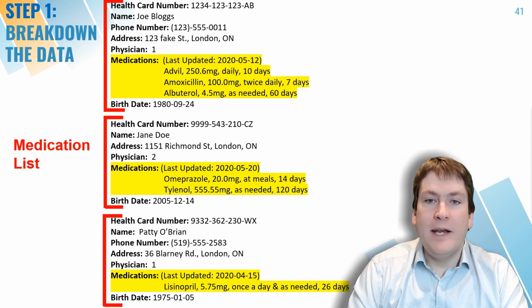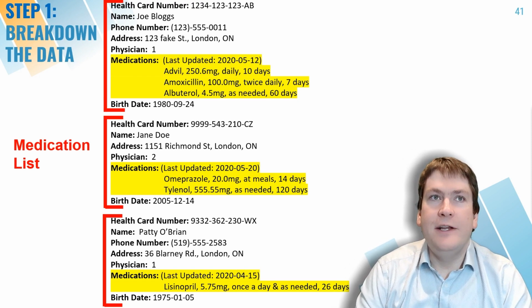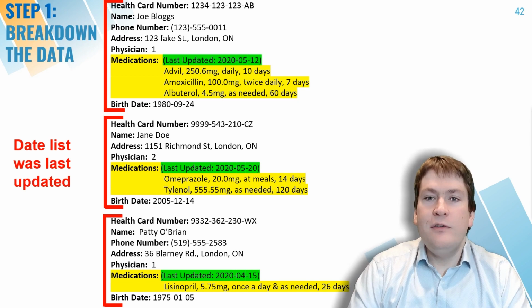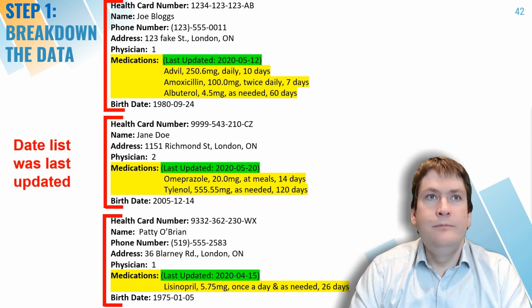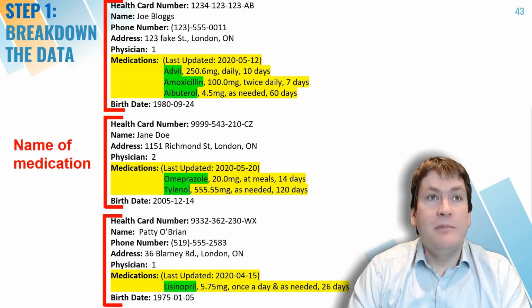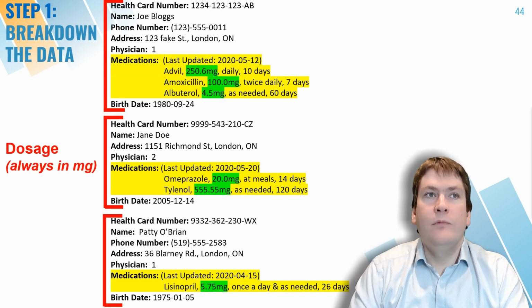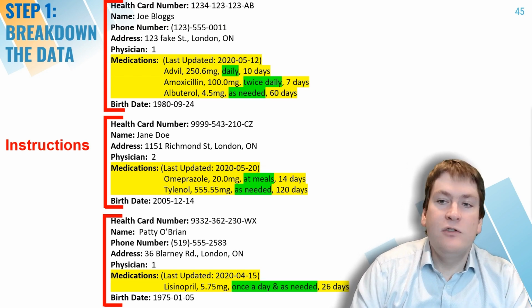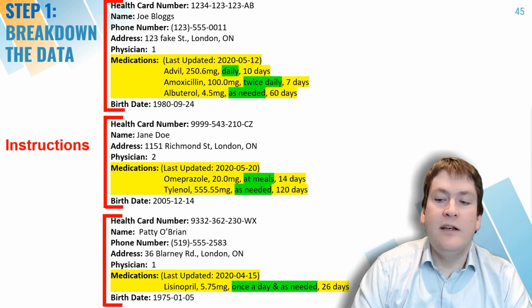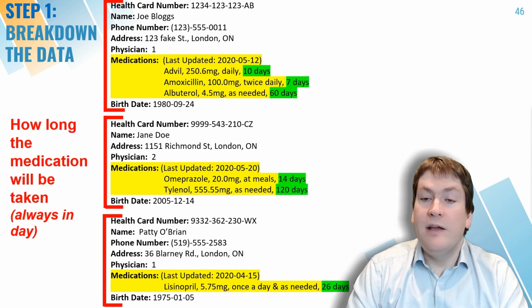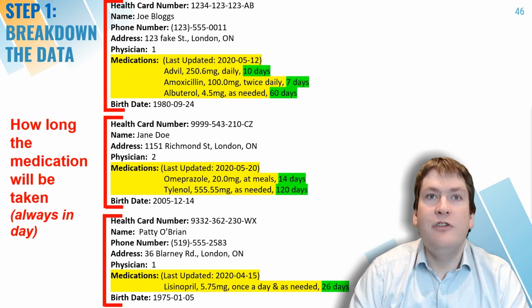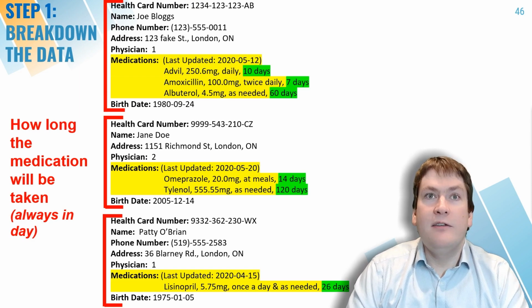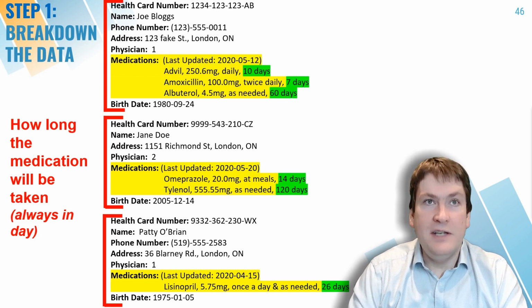The next big thing is a medication list, and this has a little bit more complex data in it. First, we have the date this list was last updated. We have the names of the medications. We have the dosage of the medication, and in our case, we're going to assume that it's always in milligrams. We have instructions for taking the medicine, so that could be things like daily, twice daily, with meals, as needed, things like that. We have the number of days, so this would be the course of the medication, how long they're going to be taking it for, and then we can assume in this case that this is always going to be in days.